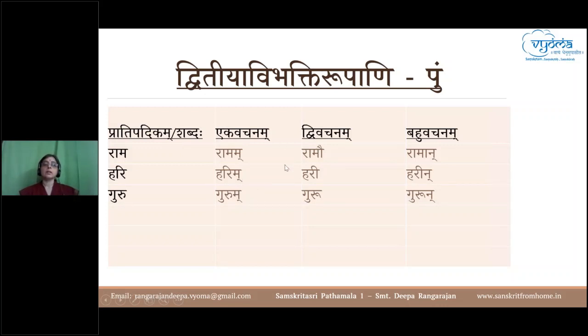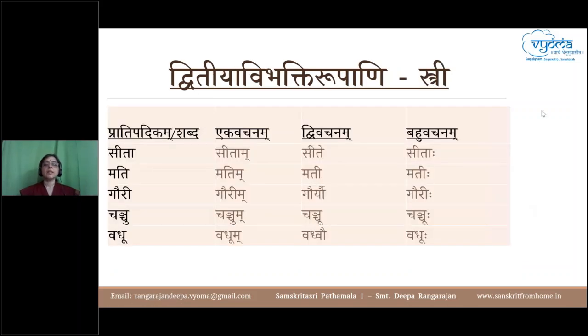So the Prathama forms are Harihi, Hari, Harayaha. The Dvitiya is Harim, Hari, Hareen. For Guru, it is Guruhu, Guru, Guravaha. And Dvitiya is Gurum, Guru, Gurun. That Nakara ending comes only for the Pullinga Shabdas. Raman, Gurun and Hareen. In the Bahuvachanam Pullinga forms you get Nakara ending.